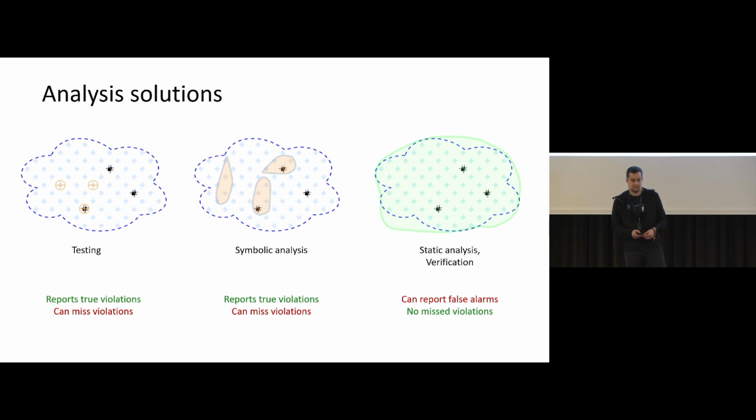And static analysis or verification can report false alarms, but ideally you're not missing violations if your property is good enough, right? So this is our motivation for static analysis, why it's a perfect match for an automated checklist. It's because in the worst case, you're going to have false positives that you need to filter, right?